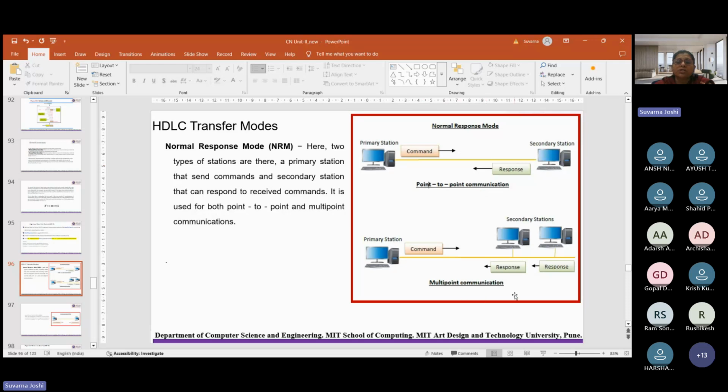In normal response mode we can have two types of communication: point to point and multi-point. When HDLC is working in normal response mode, the primary station and secondary station can have point to point communication. If they are working in multi-point communication, then the primary station can send commands to multiple secondary stations, and these secondary stations will respond to the primary station. This is called multi-point communication.